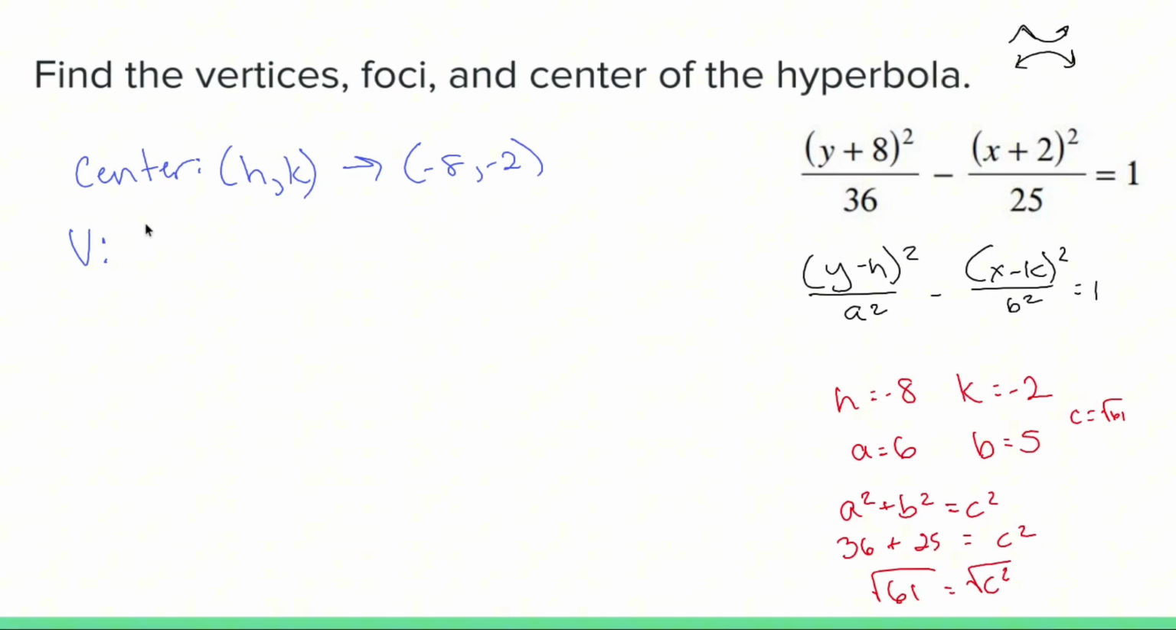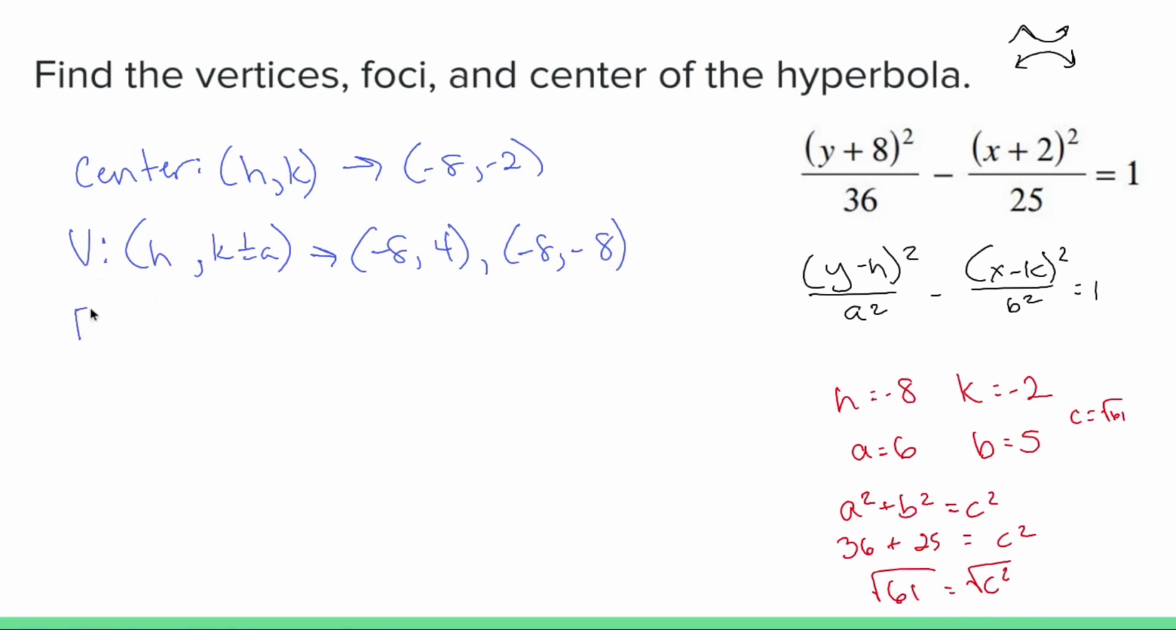are given to us as (h, k plus or minus a). Okay. So h is negative 8. k is negative 2. So we'll do negative 2 plus 6 is 4. Negative 8. And then negative 2 minus 6 is, again, negative 8. Okay, so those are our vertices.